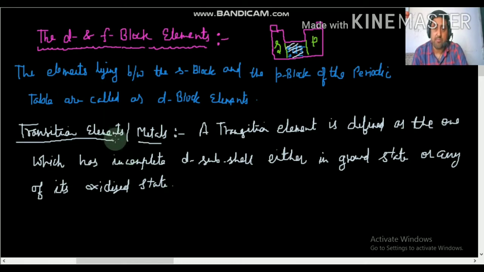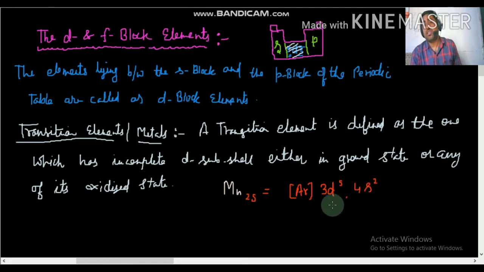Now see, for example, if we see manganese, the atomic number is 25. You can write its electron configuration: up to argon, that is up to 18, then 3d5 and 4s2. Now here you will see that D subshell is incompletely filled.